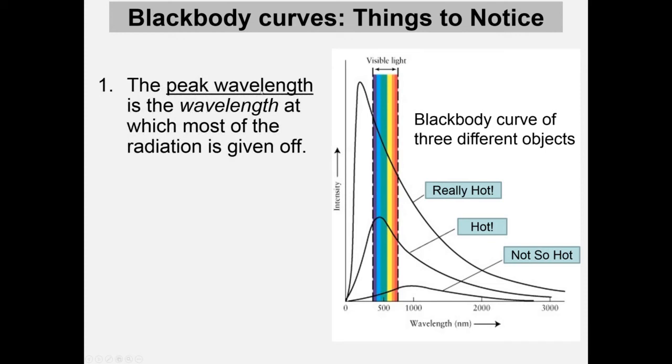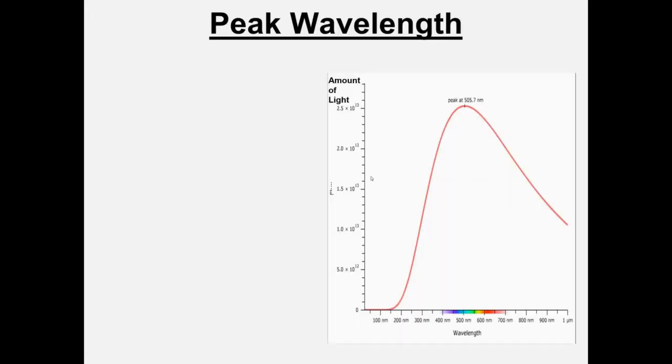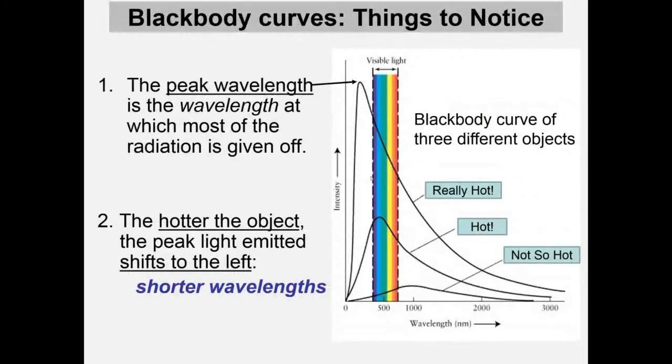So the first thing to notice is the peak wavelength, right? What wavelength is it peaking at? This one looks like it's peaking at maybe 200 nanometers. This one is peaking at about 500 nanometers. This one's peaking at about 1,000 nanometers. The peak wavelength is the wavelength at which the most radiation is given off, right? The hotter the object, the more the peak shifts to the left: shorter wavelength, or higher frequency and higher energy.